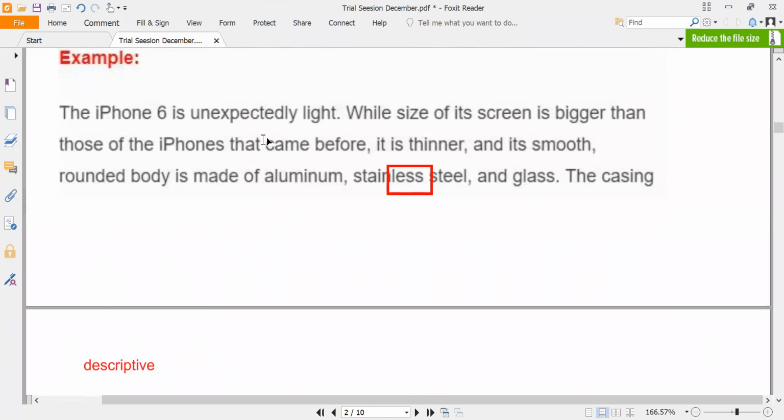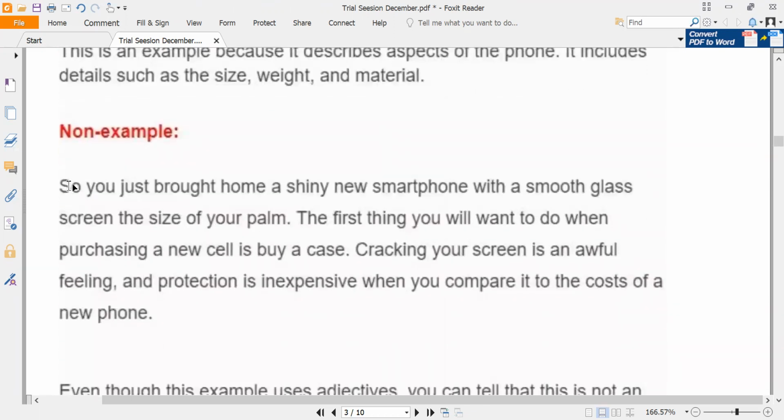If you read this example, there are no opinions here. The writer is not trying to make you agree with him, but he's just telling you some facts with descriptions about the iPhone. While in the second example, he said, so you just brought home a shiny new smartphone with a smooth glass screen the size of your palm. The first thing you will want to do when purchasing a new cell is buy a case. This is what he's suggesting, right?